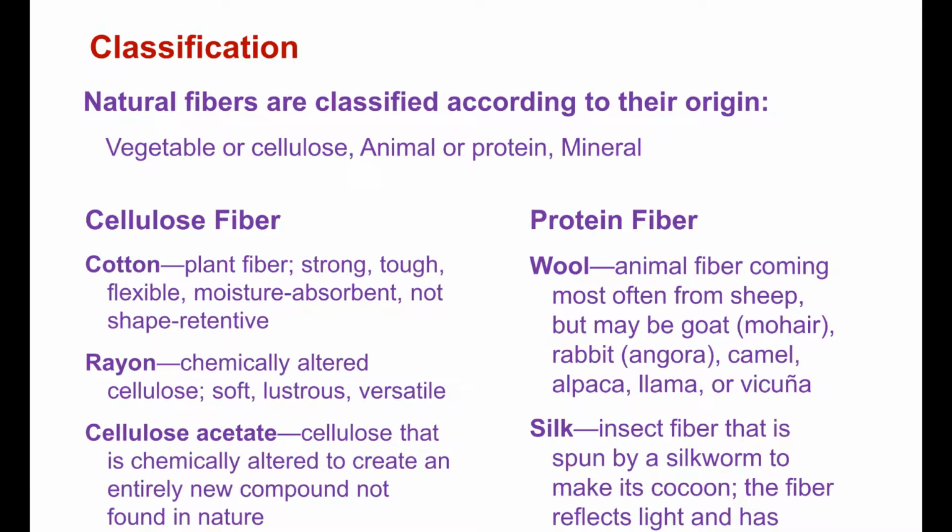Some examples of protein fibers. Let's start with wool. So you should be fairly familiar with wool. It's an animal fiber that comes mostly from sheep, but it can also come from several other kinds of animals, including goat. We call goat hairs mohair, by the way. Rabbit, and rabbit hair is called angora. Camel, alpaca, llama, and a couple of other animals within that family will all give you wool as well. Characteristically, it's very thick, very coarse feeling, and almost literally woolly to the touch.